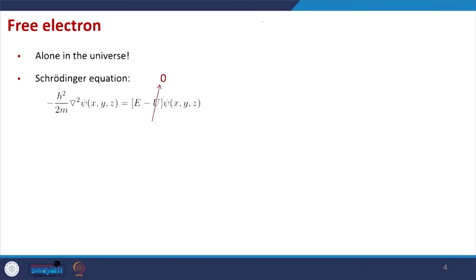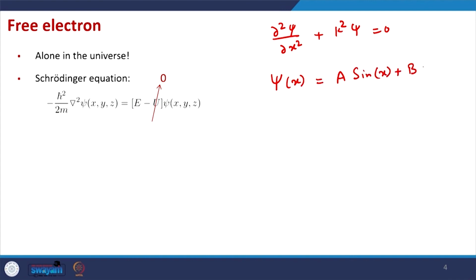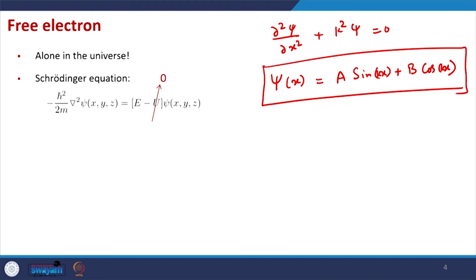The solution of this second order differential equation, as you might have already guessed, can be written in multiple ways. We can write it in the form of exponentials, in the form of sines and cosines, or in the form of hyperbolic functions. For simplicity, we will write the solution in the form of sines and cosines. As you can check, sorry, this should be kx here, psi x equals a sin kx plus b cos kx is a valid solution of the Schrodinger equation of the free electron.